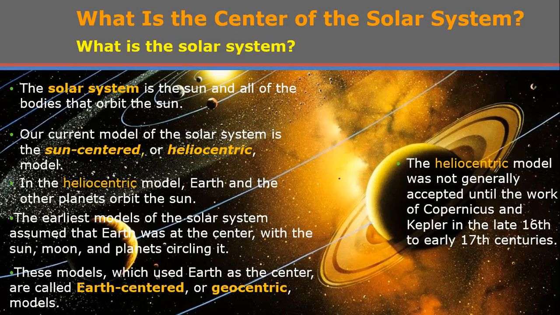Two names come up, of course, in the 16th and 17th century that did a lot of work and presented a lot of proof about the heliocentric model. Those are Copernicus and Kepler. Moving on to the next slide.